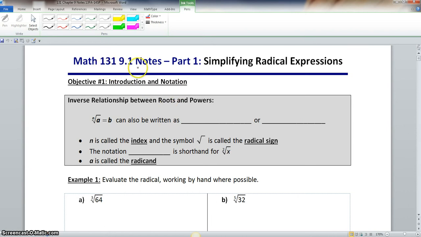Okay, class, we're about to start section 9.1, part 1, simplifying radical expressions. Objective 1, introduction and notation. Inverse relationship between roots and powers.